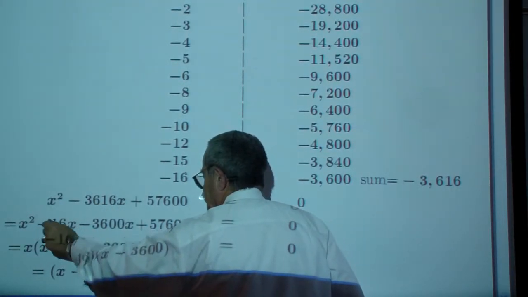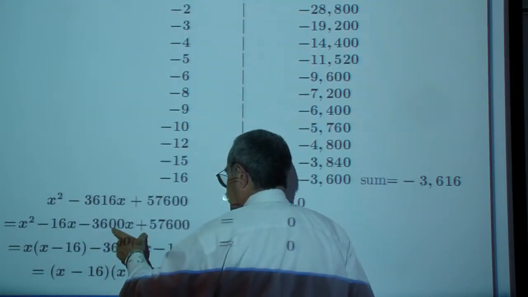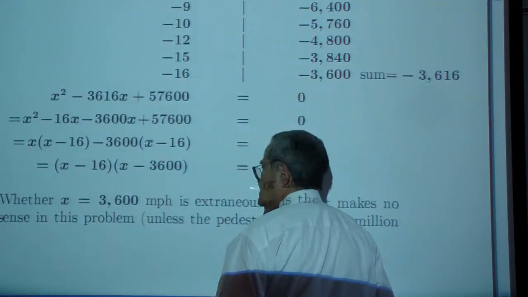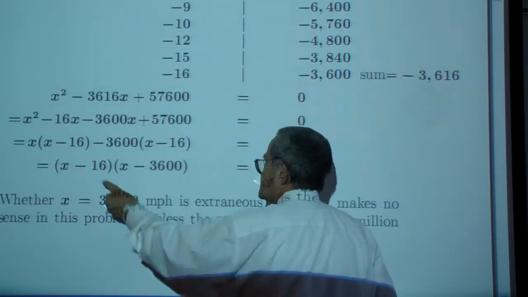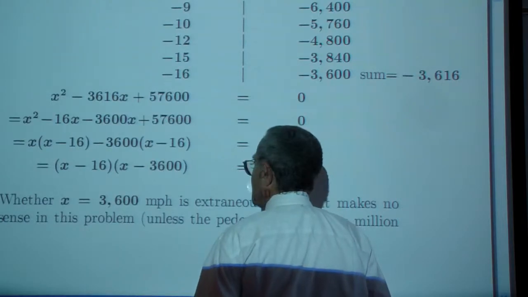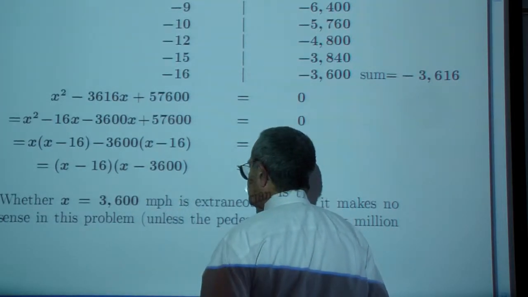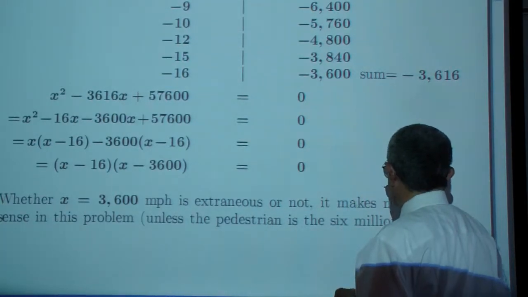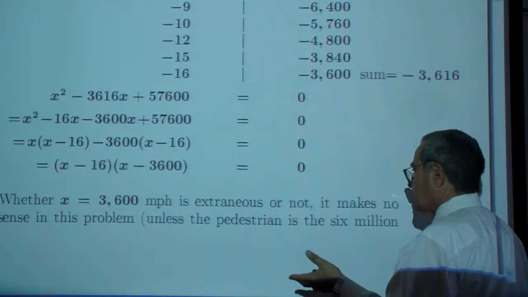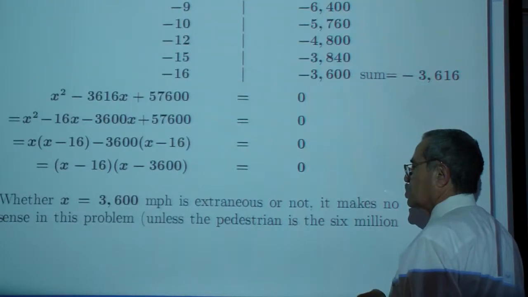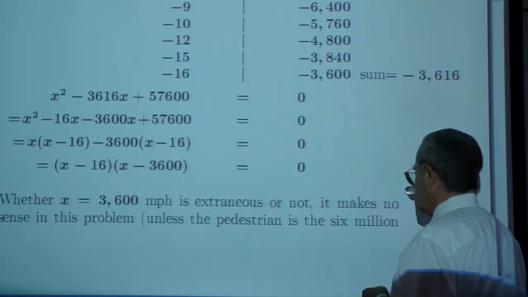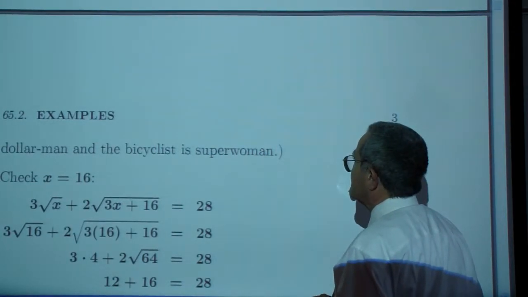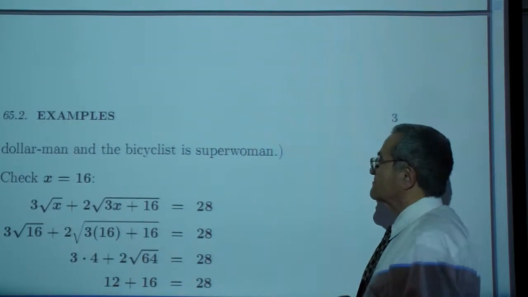You factor an x from the first 2 terms. You factor 3,600 from the next 2. Factor out x minus 16. So the answer is either 16 or 3,600. And I claim that 3,600 is extraneous because it does not make sense in this problem, unless the pedestrian is the $6 million man and the bicyclist is Superwoman.